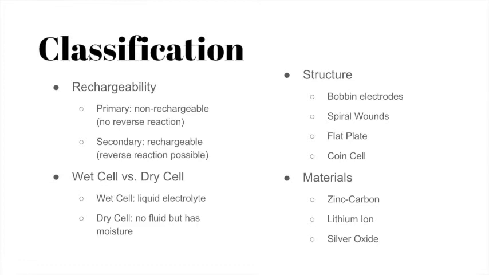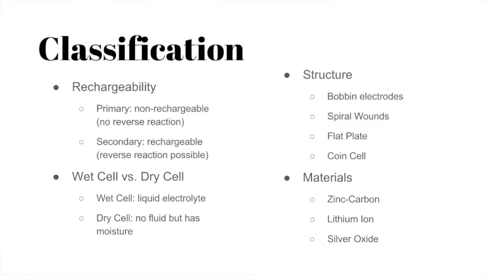In a primary cell, the reaction stops when the entire anode has been oxidized. It cannot be reversed. In a secondary cell, the reverse reaction is available when you apply a higher voltage in the opposite direction to the battery, which carries the electrons from the cathode back to the anode. Wet cell and dry cell. Wet cell has a liquid electrolyte just like the beaker cell does, and dry cell has no free fluid but moisture that ensures that the current can flow.